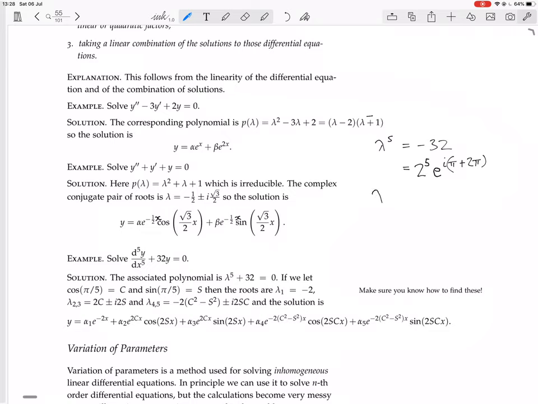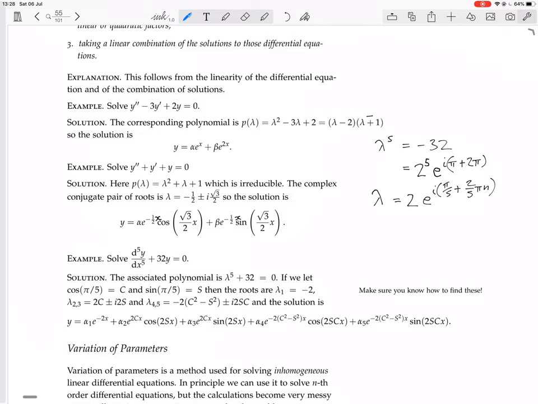So if you do that, you're going to get lambda equals 2 to the 5 to the 1 over 5, which is of course 2. And now you have e to the i pi over 5 plus 2 over 5 pi n, right? Now, by letting n be different integers, we can get all the solutions.